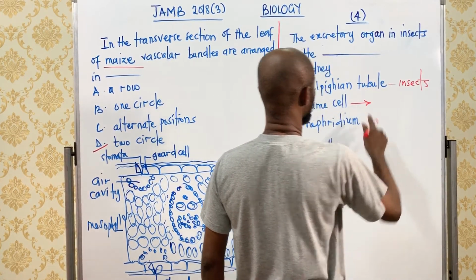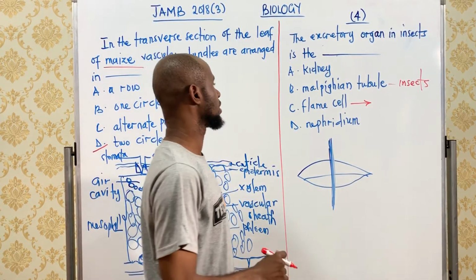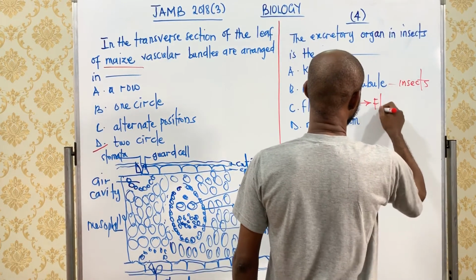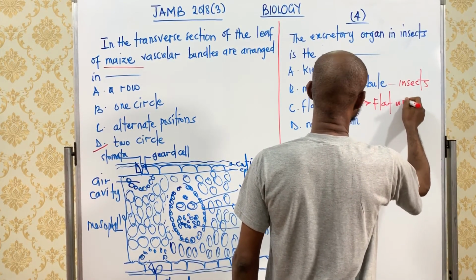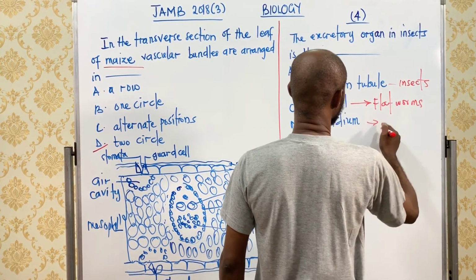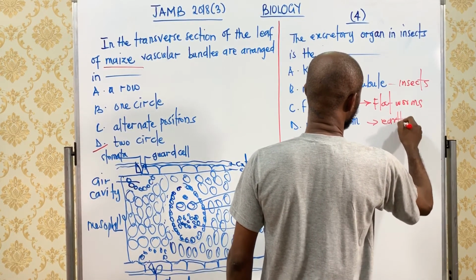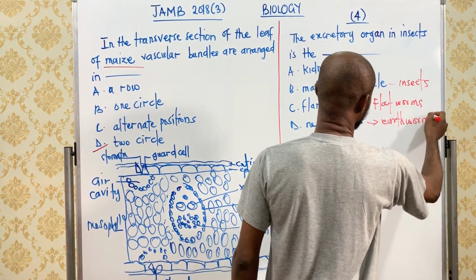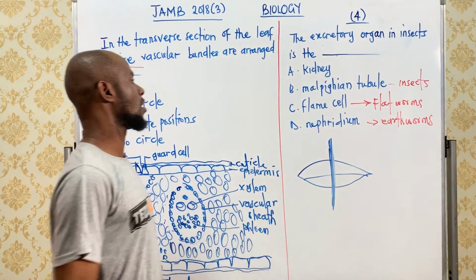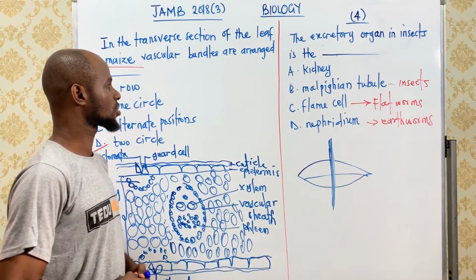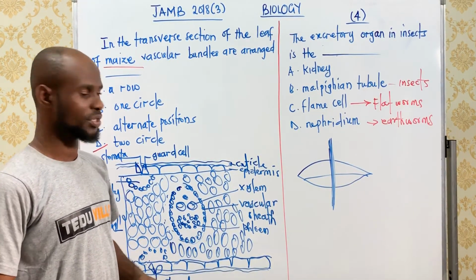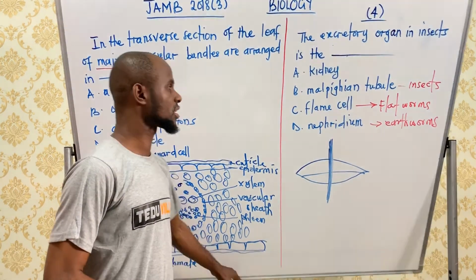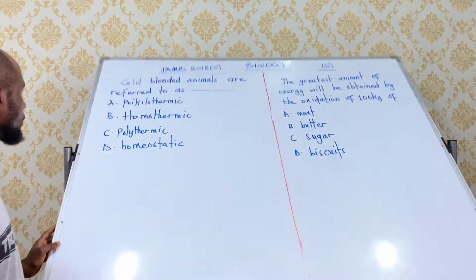Malpighian tubule is the excretory organ in the insect, while the flame cell is the excretory organ in the flatworms, while nephridia is the excretory organ in the earthworms. So let's go to the next question.